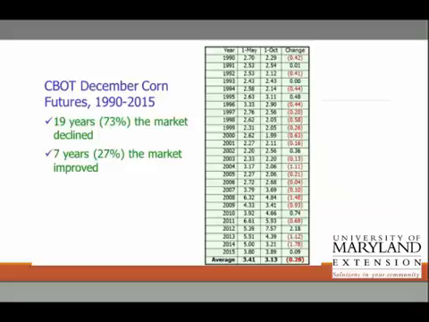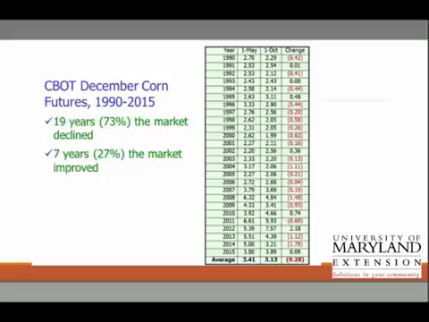And they go back and talk about, so why should you look at those decision dates? What times of the year should you look at? And this is an example of prices for corn from 1990 to 2015. What the price was on May 1st and what the price was on October 1st and what the change was. In 19 years, or 73% of the time, you can see that the market declined from May to October. In 7 years, or 27% of the time, the market actually improved.